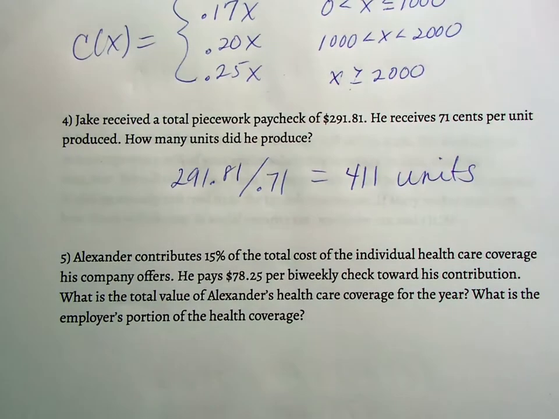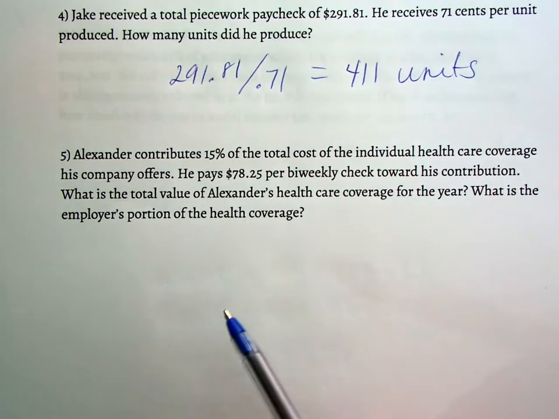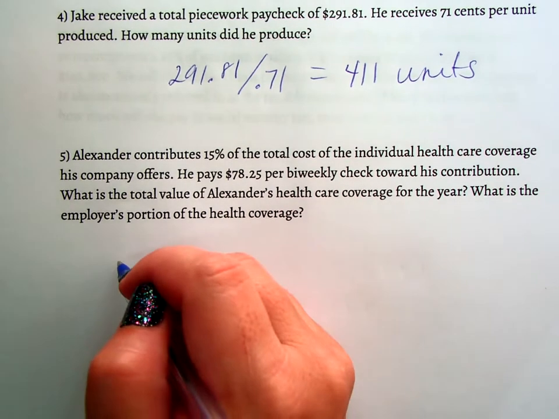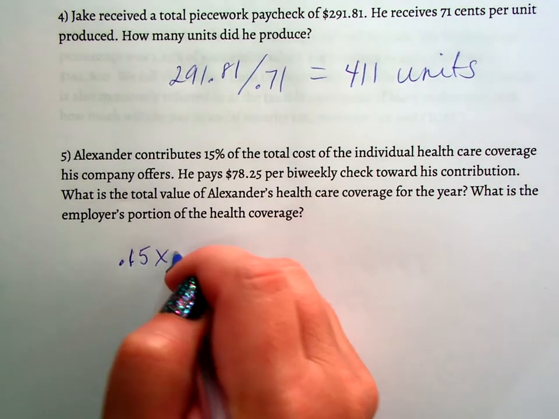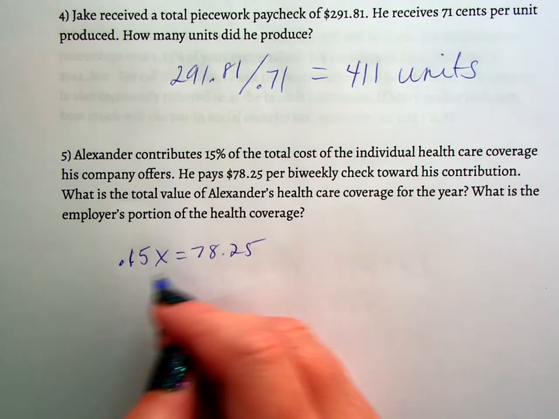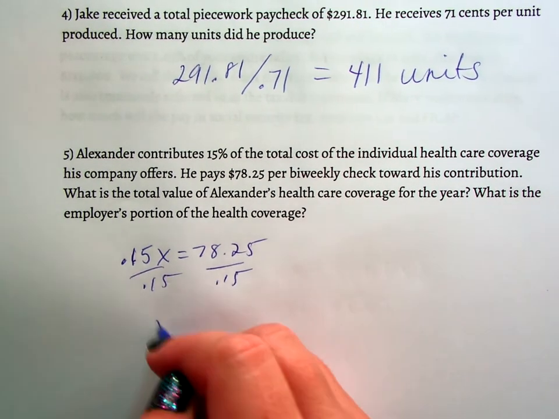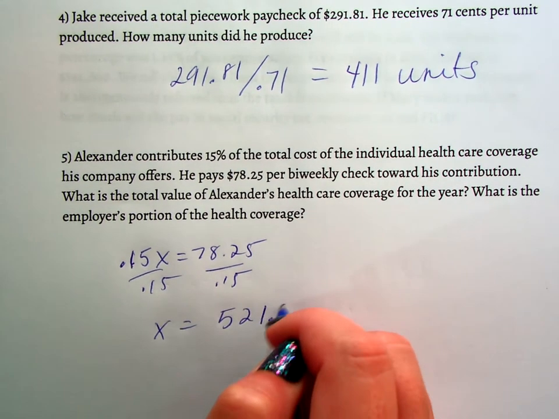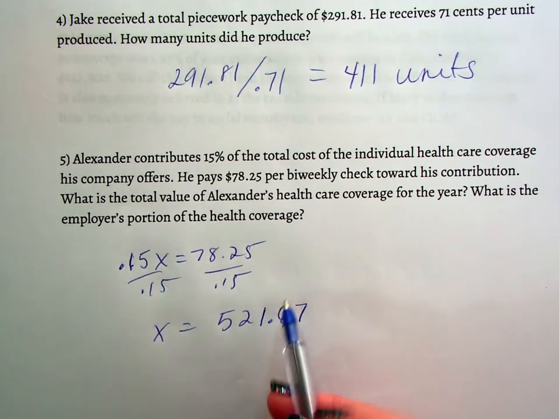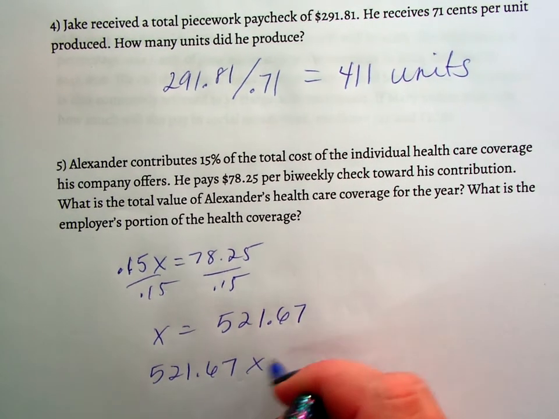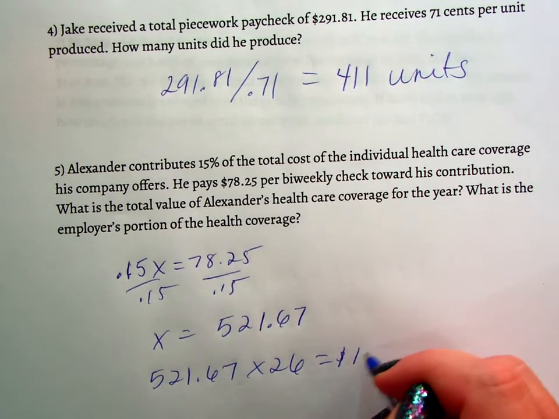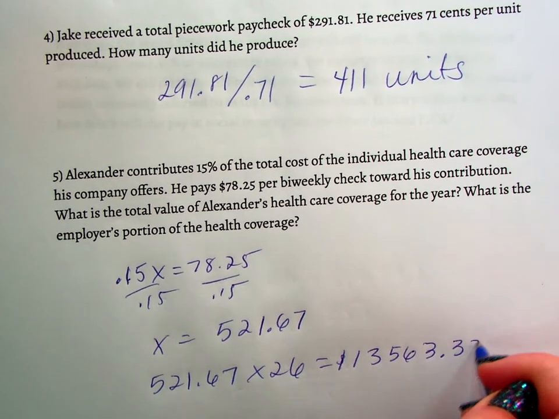Alexander contributes 15% of the total cost of his individual health care coverage. He pays $7,825 per biweekly check. So we take this 15% of the unknown is equal to $7,825. Divide by that 0.15 to get the biweekly total amount. I'm getting $521.67. Again, that's the biweekly amount, so we take that $521.67 and multiply it by 26. Total cost is $13,563.33.